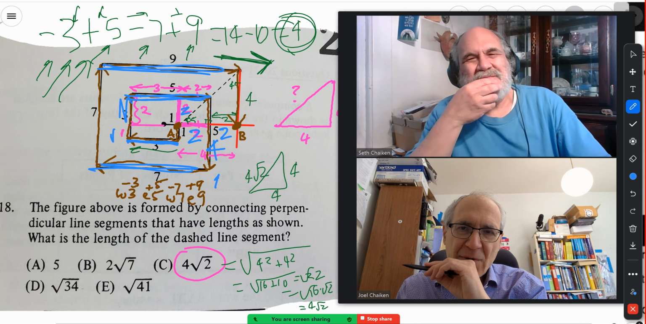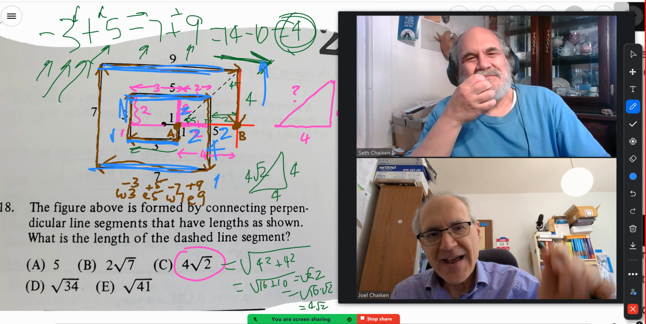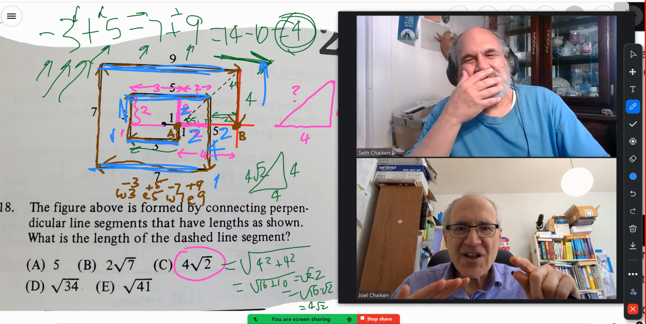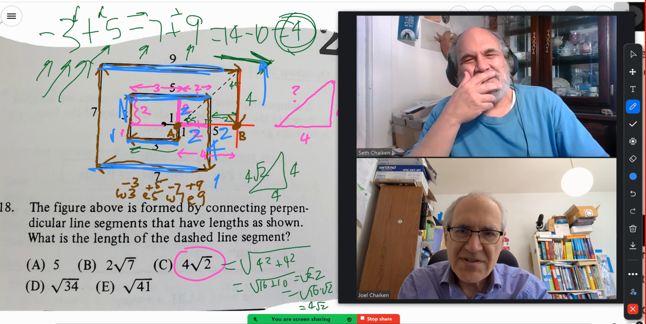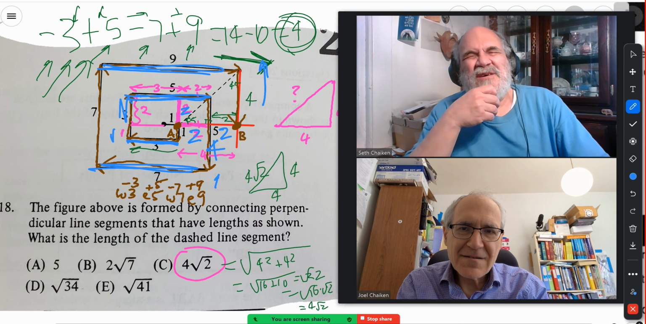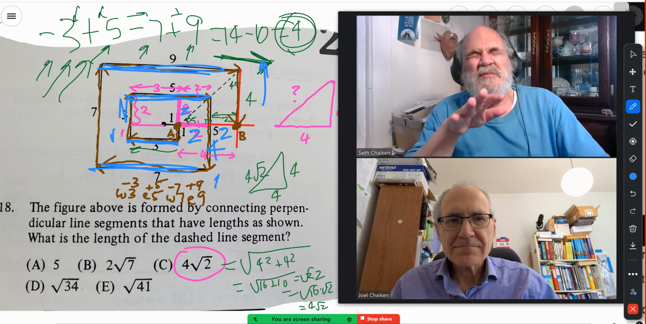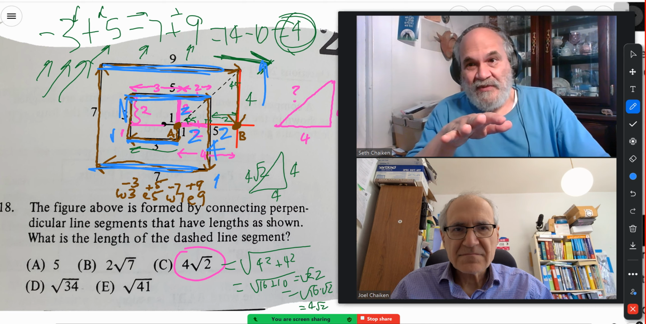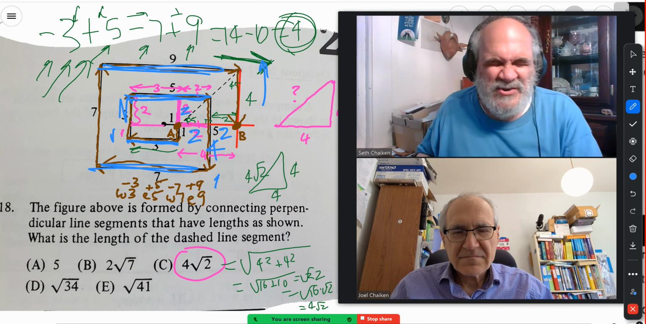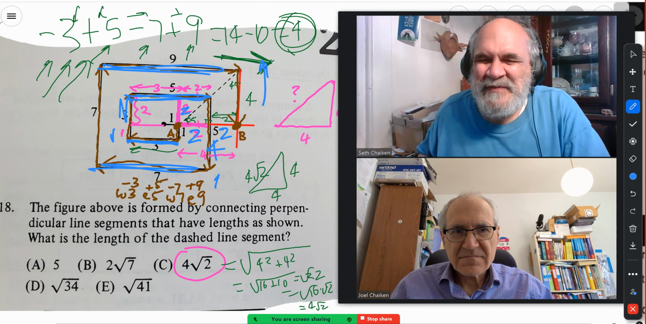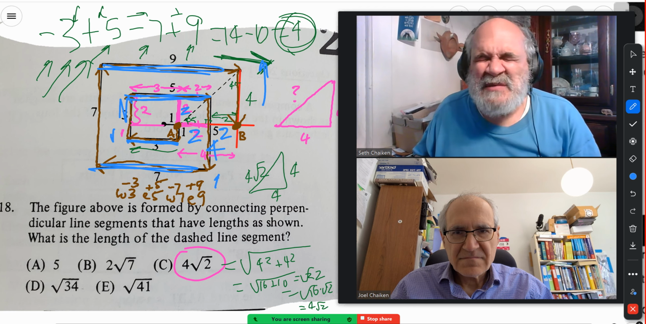So, yes, Seth, you're right. If you use this approach where you just add and subtract, whether you go positive or negative direction, you don't have to figure out that it's a 45-degree angle. The other way, indeed. This problem could be modified. You could change some of those numbers and have the same shape.